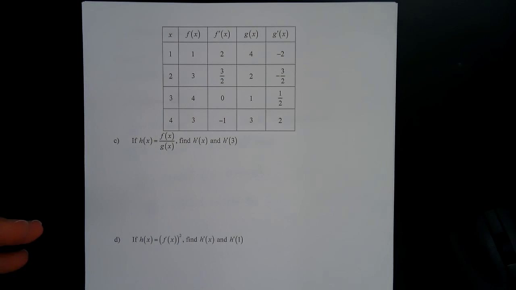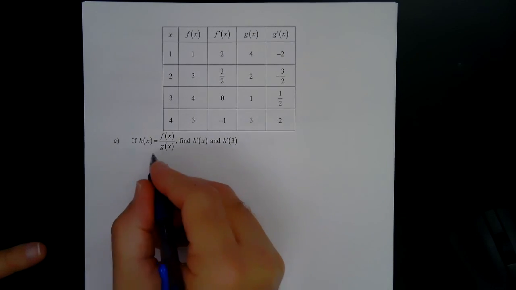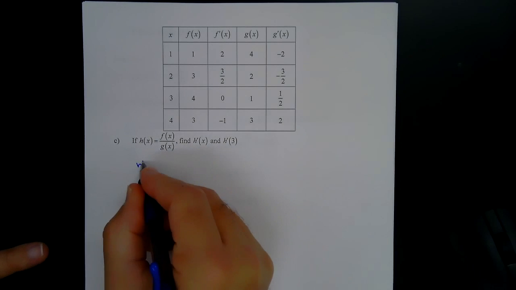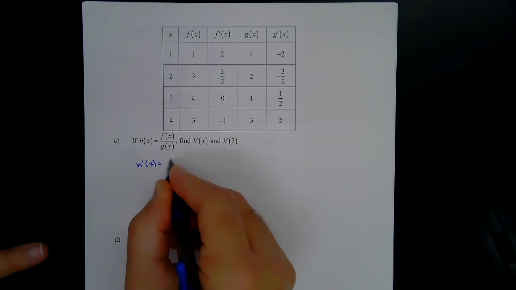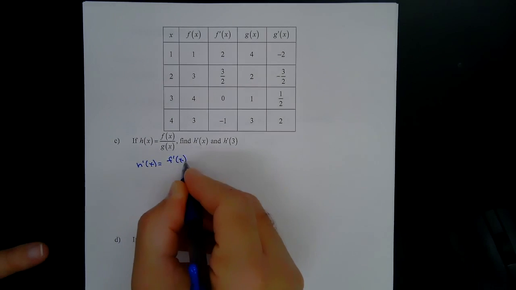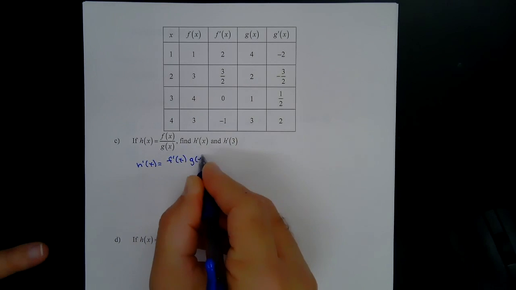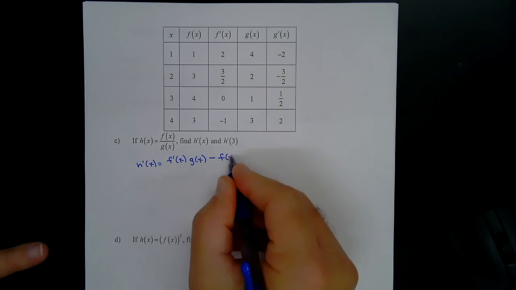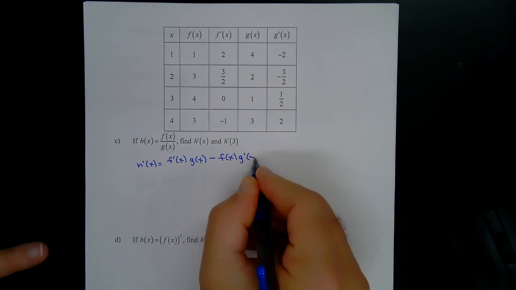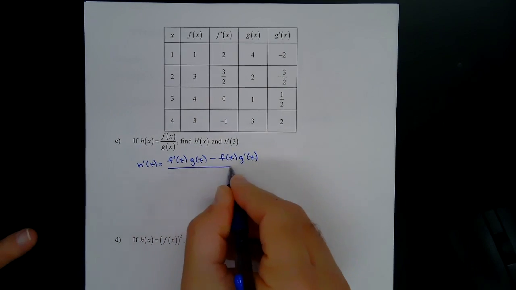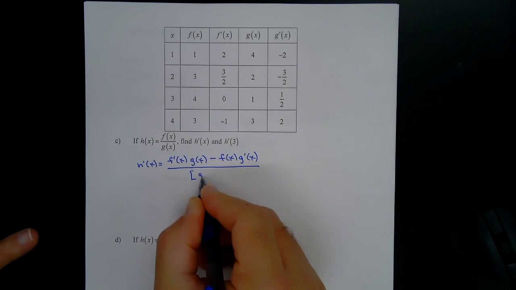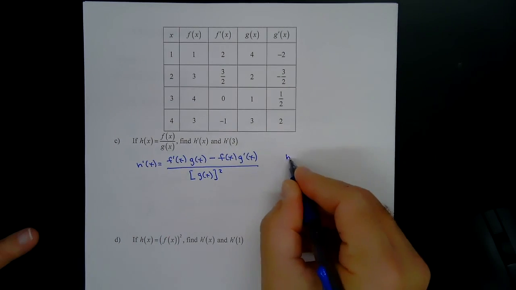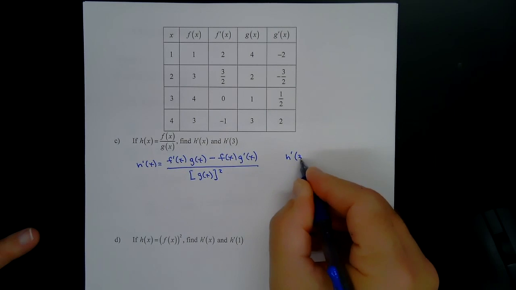So what happens when it's a quotient? So h of x is defined as being f of x over g of x. So h prime of x is equal to f prime of x, g of x, minus, we've got to remember the minus there, f of x times g prime of x, all over g of x squared.